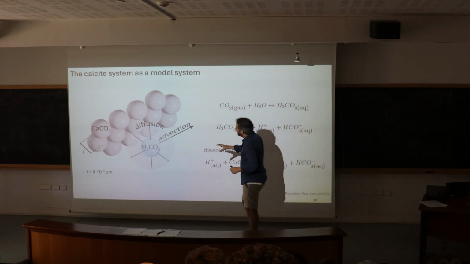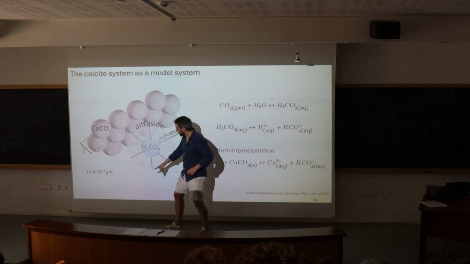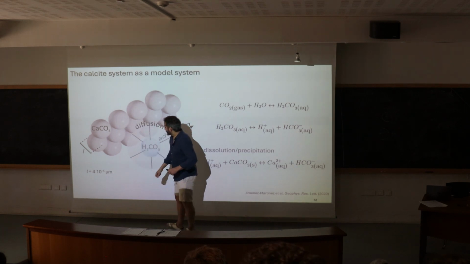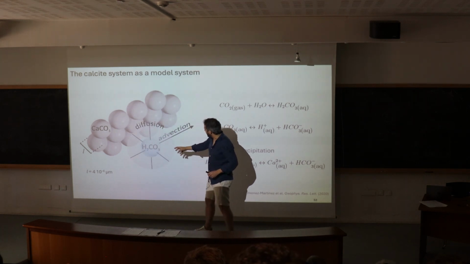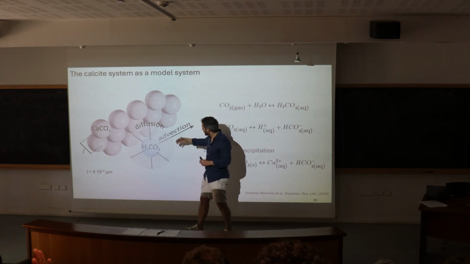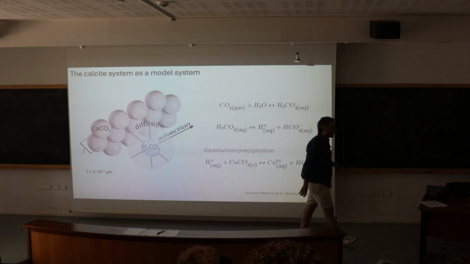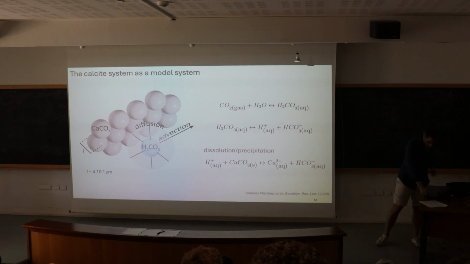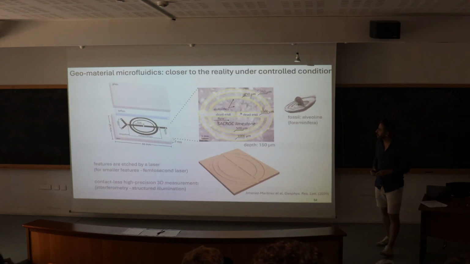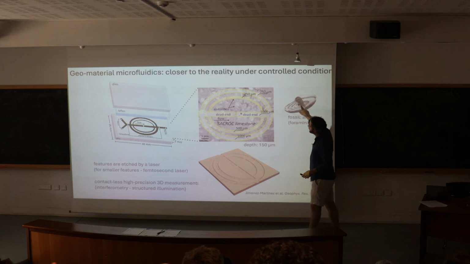I show you here, if we have a wall of calcite, this is the molecule of calcite with this size, actually 4×10⁻⁴ micrometer, and then we have the carbonic acid moving close to the wall of calcite. This can be advected, but can also diffuse and dissolve the walls. So for that, we were using these kinds of micromodels that we call geomaterial microfluidics. We were using limestone. Actually, you can recognize it in the fossils. There are some alveolines here.